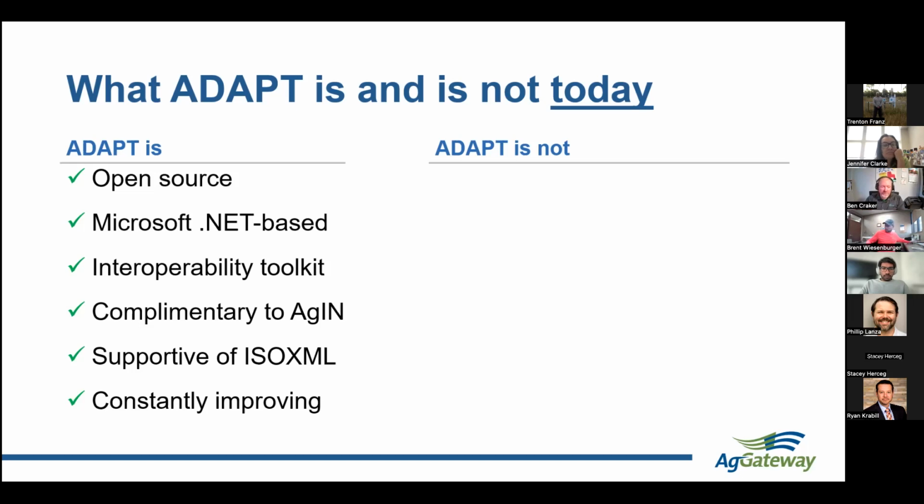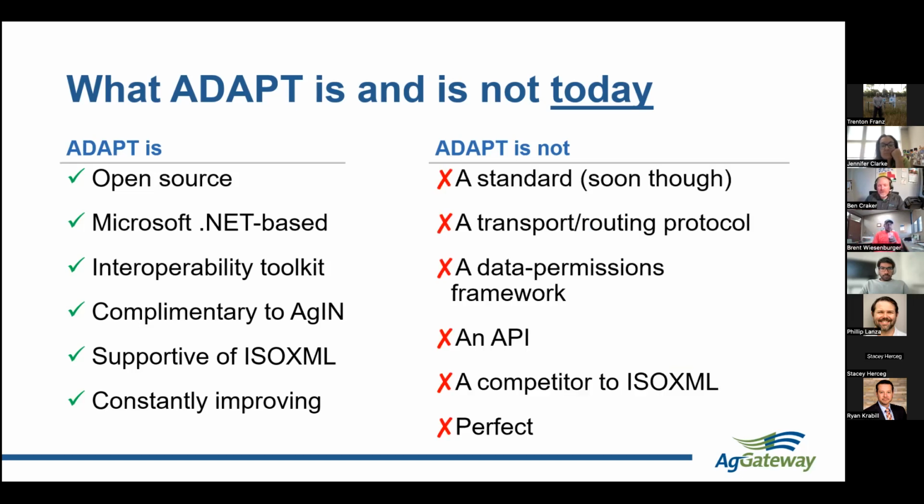We support ISO XML, always improving, but there are some shortcomings. So it's not a standard yet. Even though some people will refer to ADAPT as a standard, it's not really a standard. There's no transport in it, so it's really just the data translation. There's no permissioning or security in there. We're assuming everybody's handling that on their own. Same with API, and it doesn't compete with ISO XML. It kind of works with it. And like I said, not perfect, but we're always working to improve.